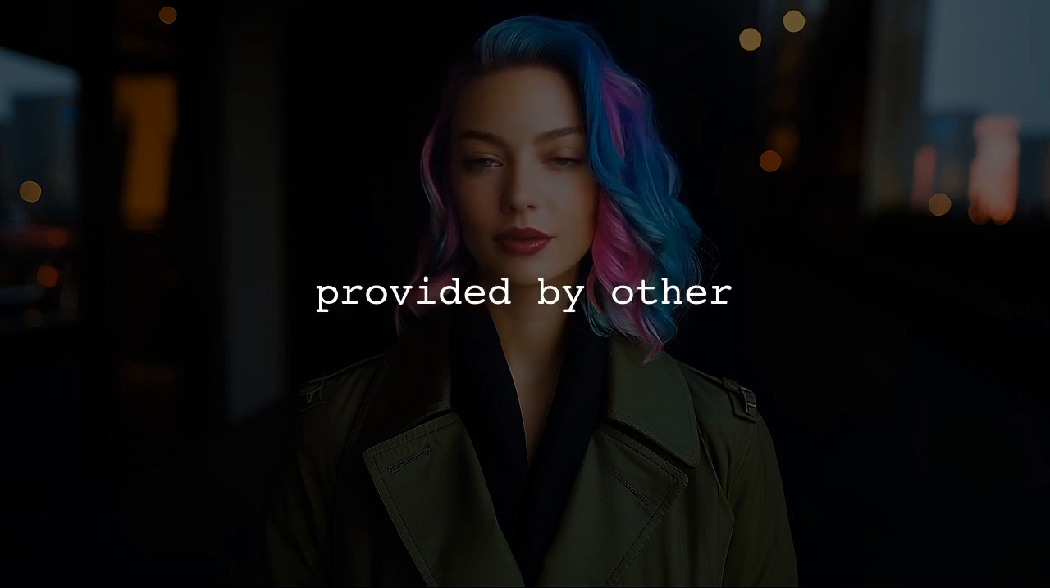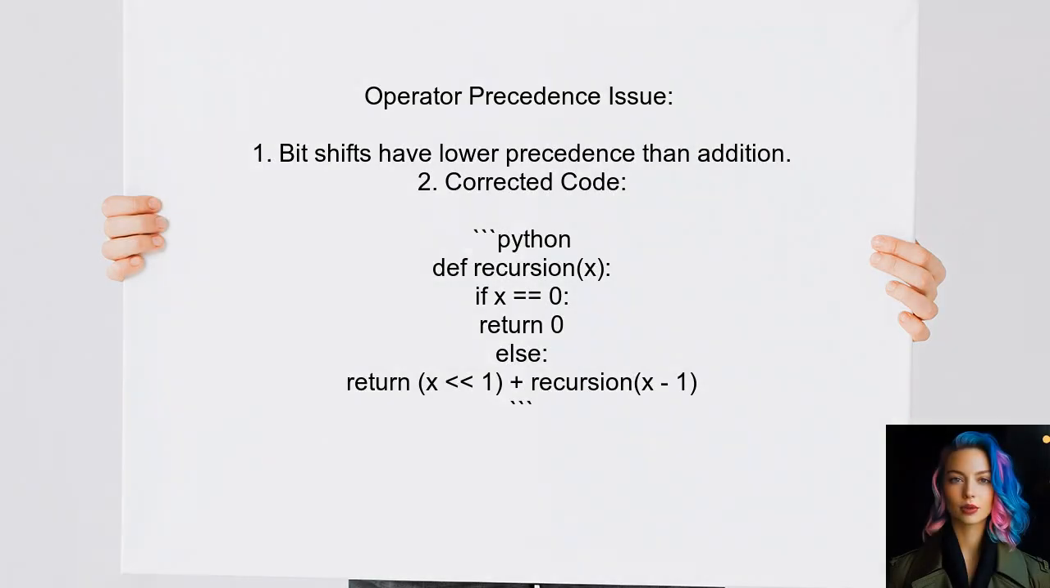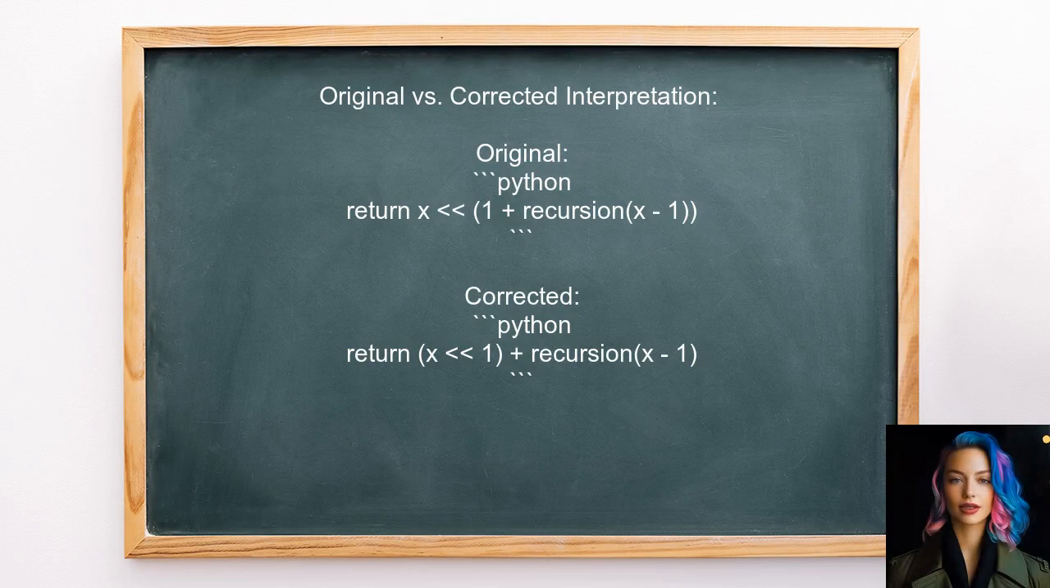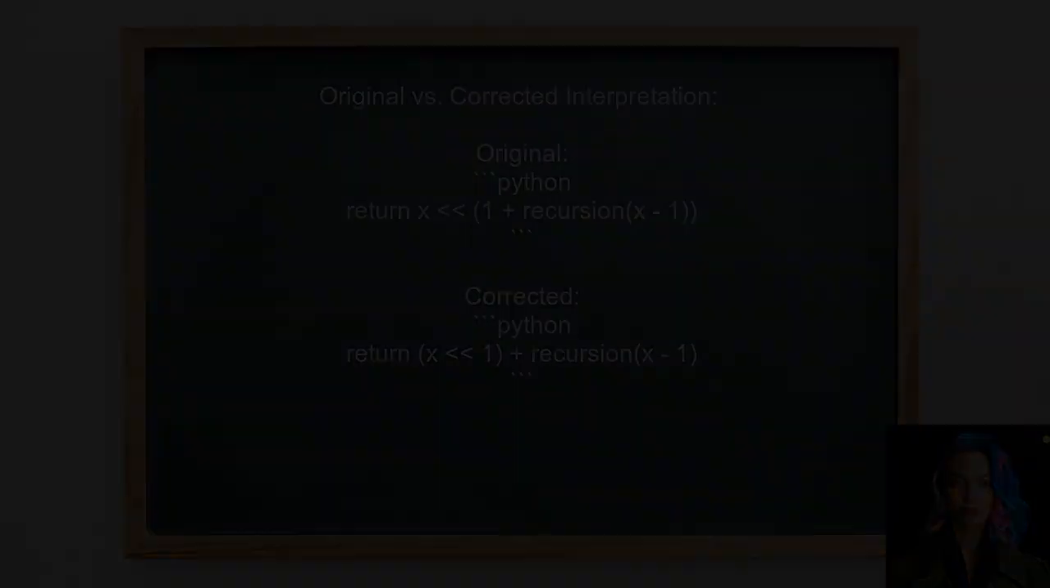Now let's look at the answers provided by other users. This user points out that the issue arises from operator precedence in Python. Bit shifts have lower precedence than addition. To fix the recursion function, they suggest adding parentheses around the bit shift operation. The user explains that the original function was interpreted differently than intended. The parentheses ensure that the bit shift occurs before the addition, leading to the expected output.